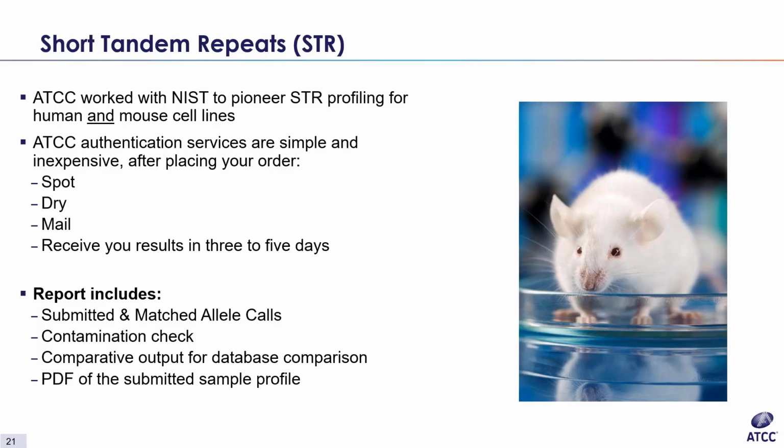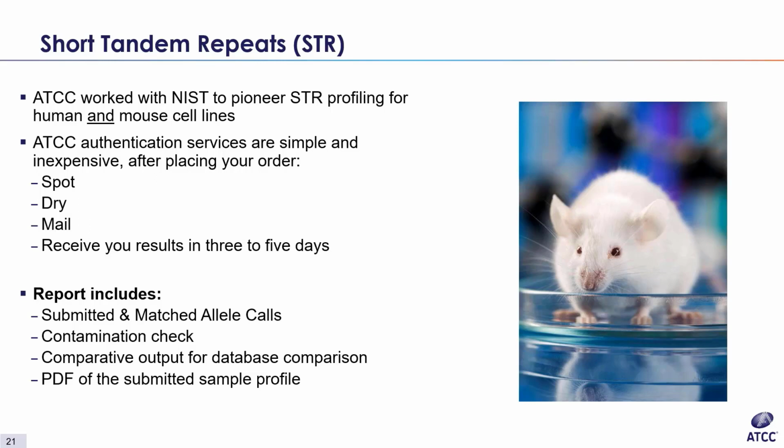As a service, ATCC offers cell line authentication utilizing short tandem repeat profiling. STR profiling helps to detect misidentified, cross-contaminated, or genetically drifted cells, which invalidate research results.